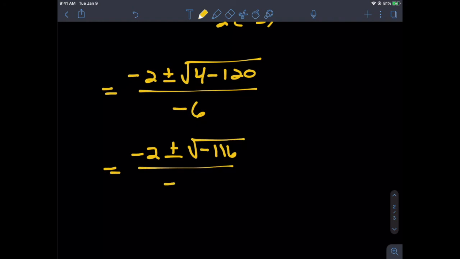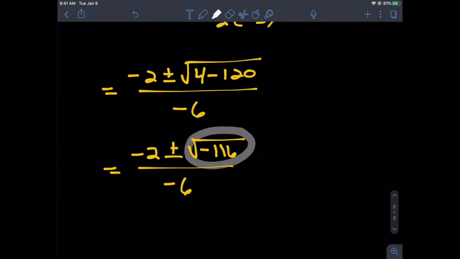How very interesting is that? Now, why, oh why, is this so interesting for us? Well, I don't know about you, but I can't think of any number that I can multiply times itself to get a negative answer. In other words, there is no such thing as the square root of a negative number, so this negative 116 right here doesn't actually exist.